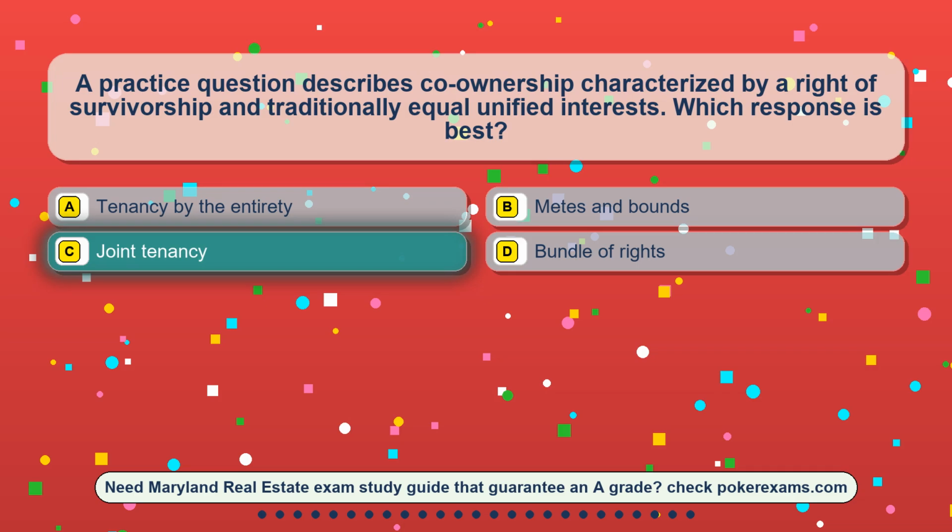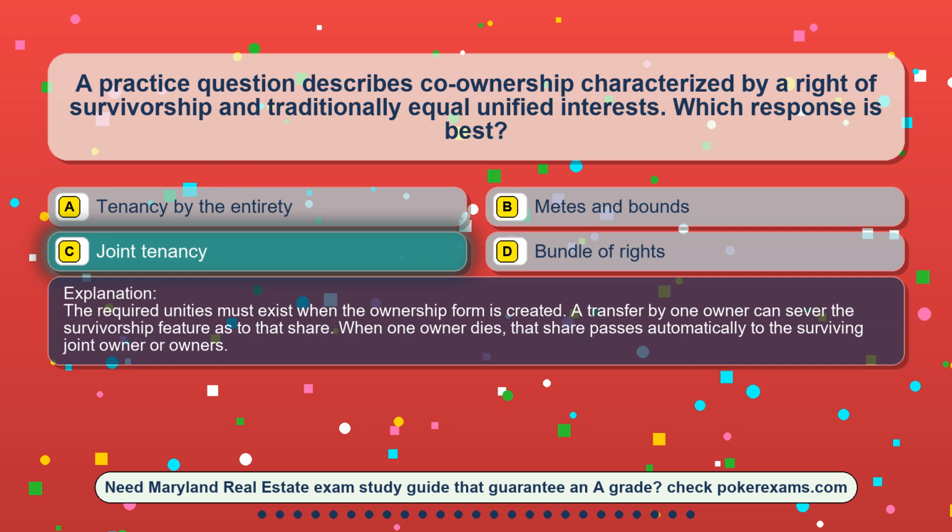The correct answer is option C, joint tenancy. The required unities must exist when the ownership form is created. A transfer by one owner can sever the survivorship feature as to that share. When one owner dies, that share passes automatically to the surviving joint owner or owners.